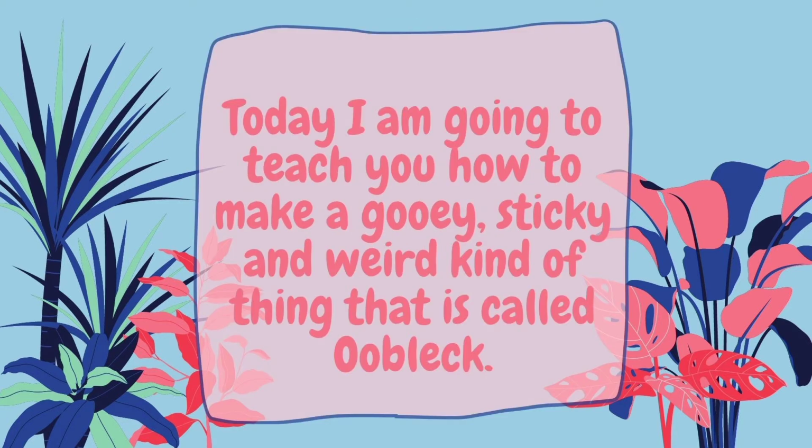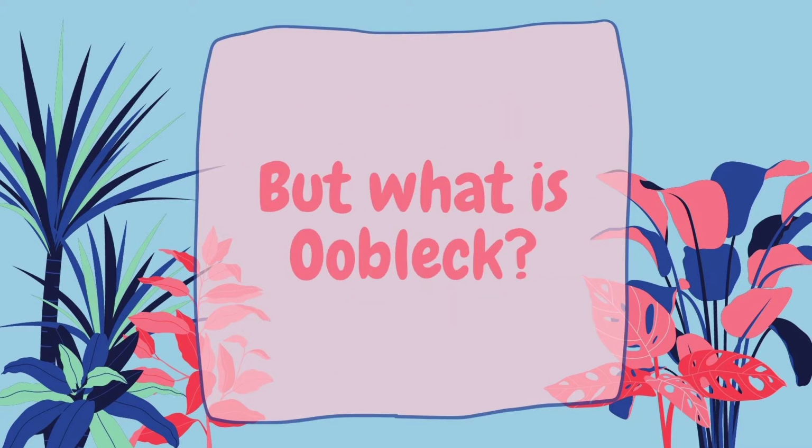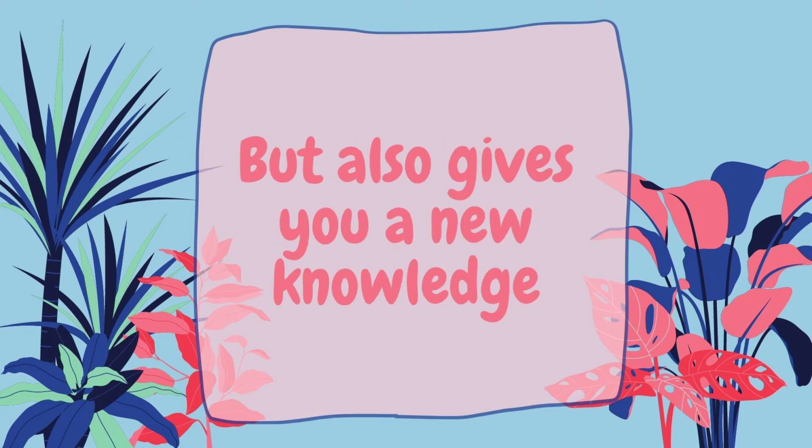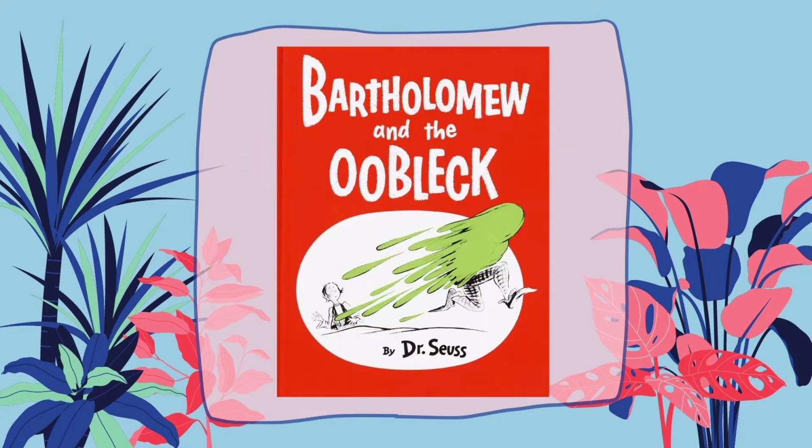Today, I am going to teach you how to make a gooey, sticky, and weird thing that is called Oobleck. Did you know what Oobleck is? It is an awesome kind of gooey that is fun to play with, but also gives you new knowledge. It is based on a book written and illustrated by Dr. Seuss, Bartholomew and the Oobleck, in 1949. It is a story that follows the adventure of a young boy named Bartholomew Cubbins who must rescue his kingdom from a sticky green substance called Oobleck.